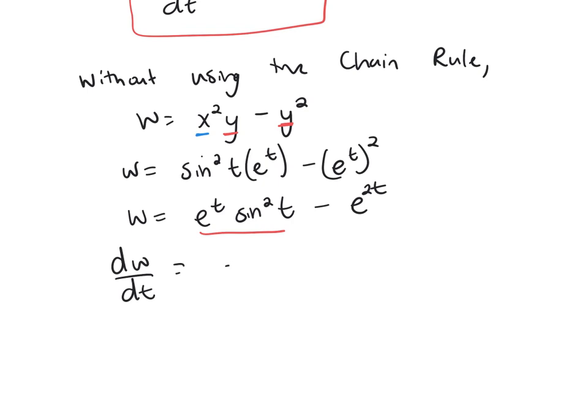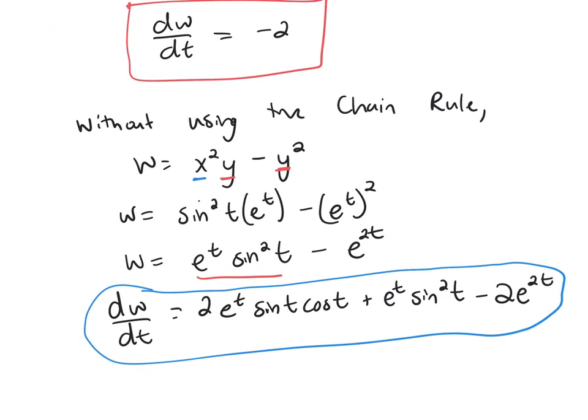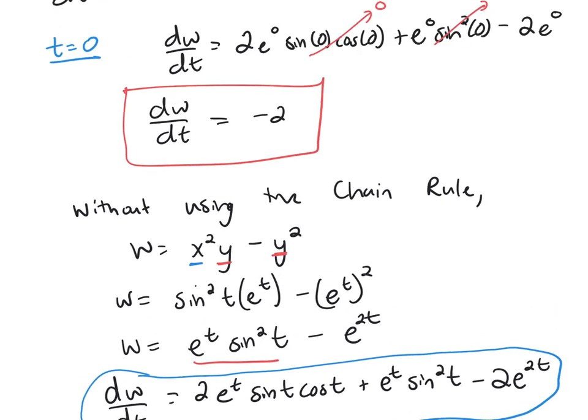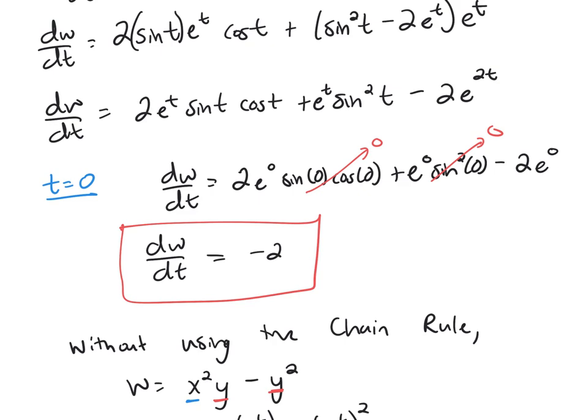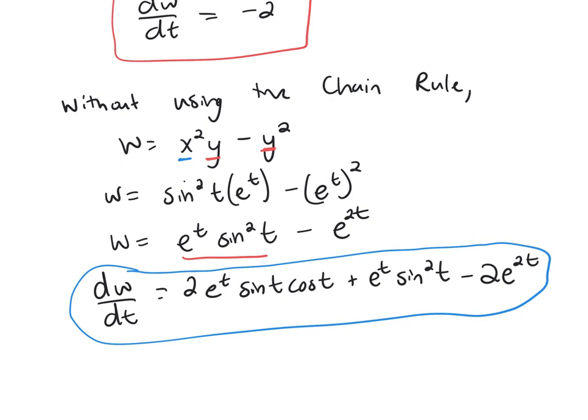So let's see, e to the t times the derivative of sine squared, which would be 2 sine cosine, plus the derivative of e to the t, which is e to the t, times sine squared t, and the derivative of e to the 2t would be 2e to the 2t by the chain rule. So if you compare this with our previous answer, you would see that we had the same formula for dw dt. If you look back at dw dt, we have the exact same formula there. So you could have either used the chain rule or you could have done substitution.